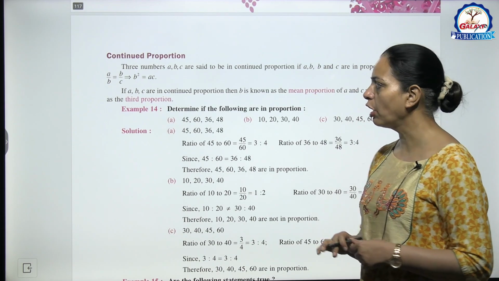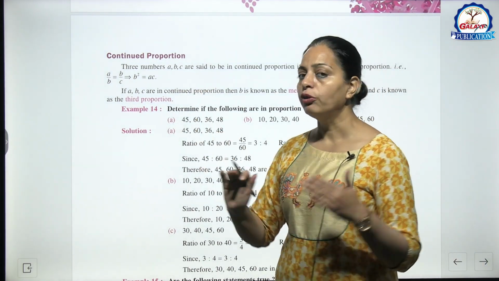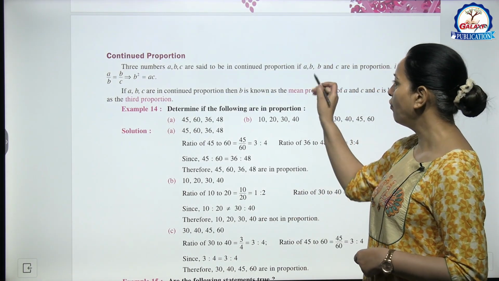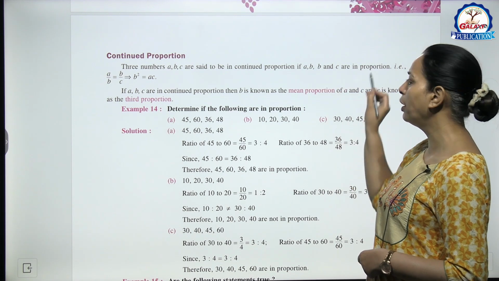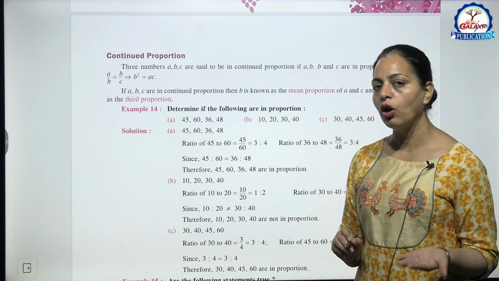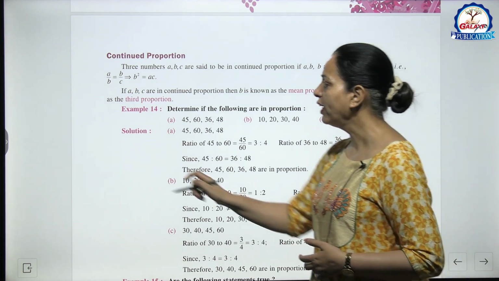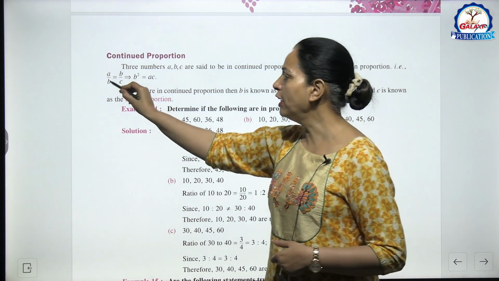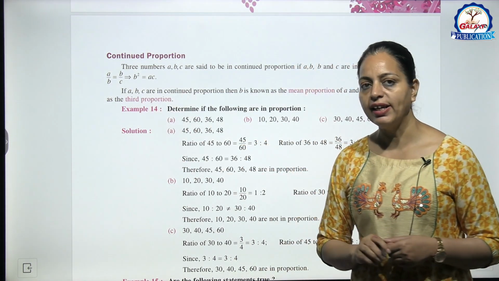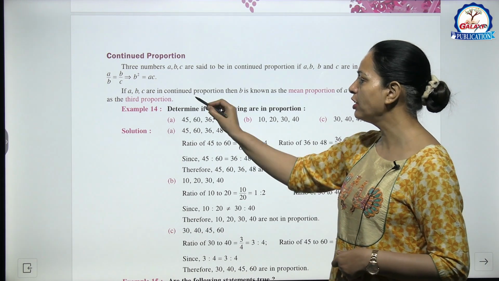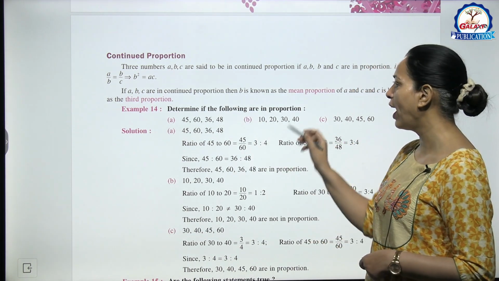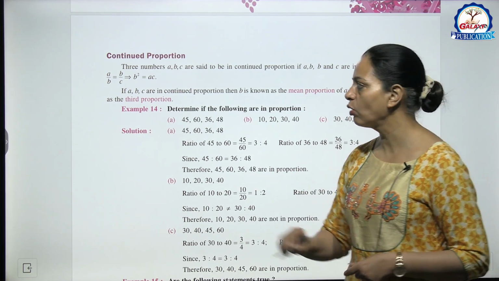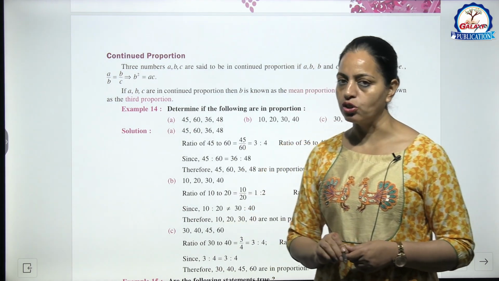Now next we are talking about continued proportion. Three numbers A, B and C are said to be in continued proportion if A, B and C are in proportion, that is, we take the second term 2 times. We can write A upon B equals B upon C, or we can say B square equals AC. So if A, B, C are in continued proportion, then B is known as the mean proportion of A and C, and C is known as the third proportion, right?